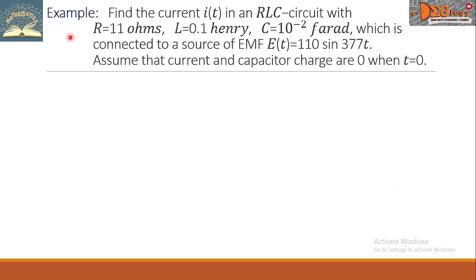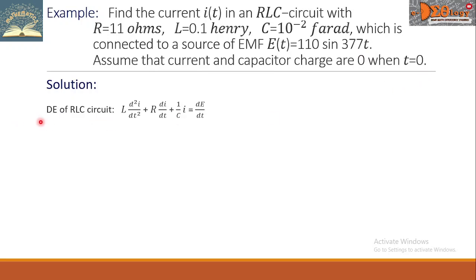Let us see this example. Find the current I of t in an RLC circuit with R is equal to 11 ohms, L is equal to 0.1 Henry, C is equal to 10 raised to negative 2 farad, which is connected to a source of EMF. E of t is equal to 110 sine 377t. Assume that current and capacitor charge are 0 when t equals 0.